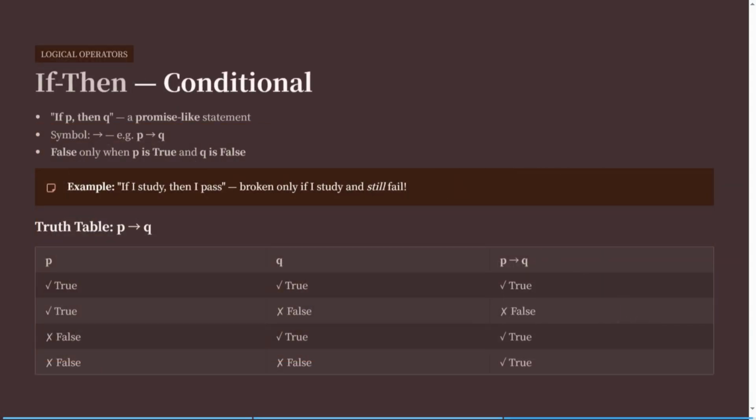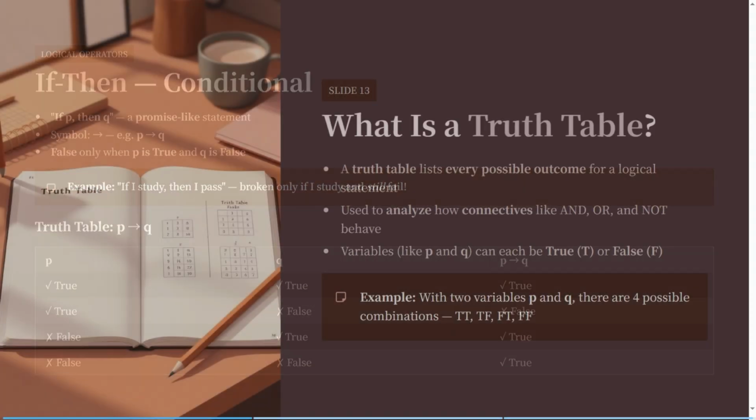Let's talk about if-then logic. It means, if P happens, then Q must follow. It is false only in one case, when P is true and Q is false. Example, if I study, then I pass.